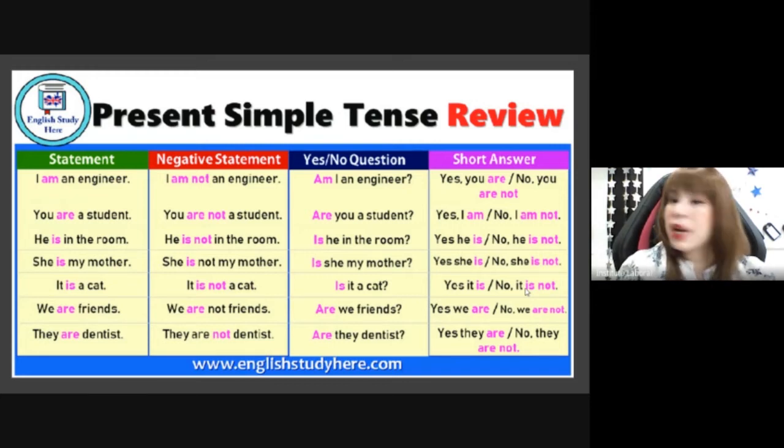Is he in the room? Yes, he is. No, he's not. Is she my mother? Yes, she is. No, she is not. Is it a cat? Yes, it is. No, it is not. Are we friends? Yes, we are. No, we aren't. Are they dentists? Yes, they are. No, they are not.